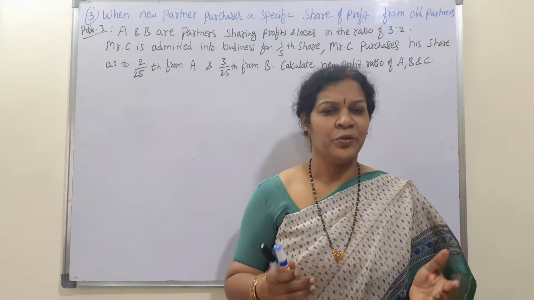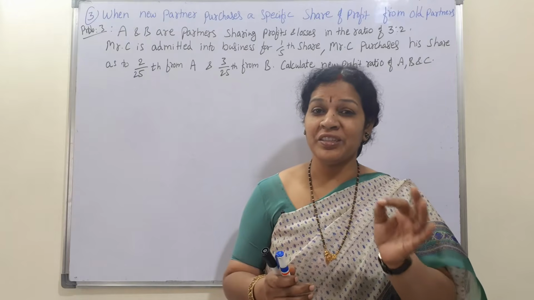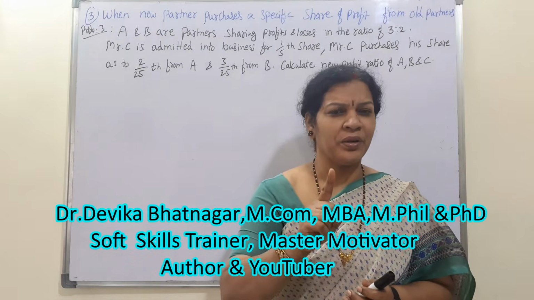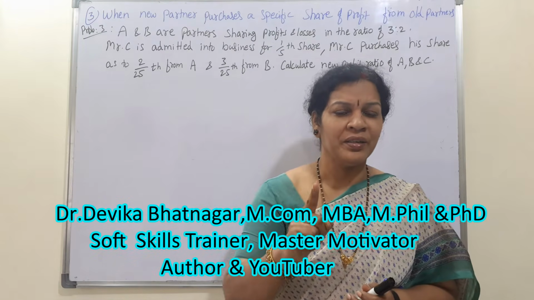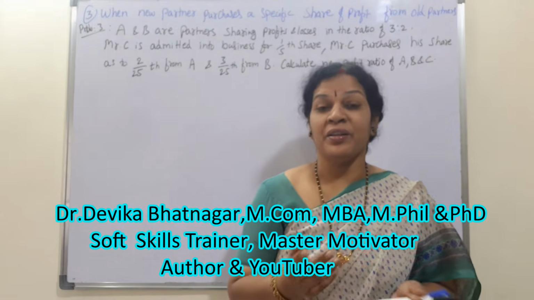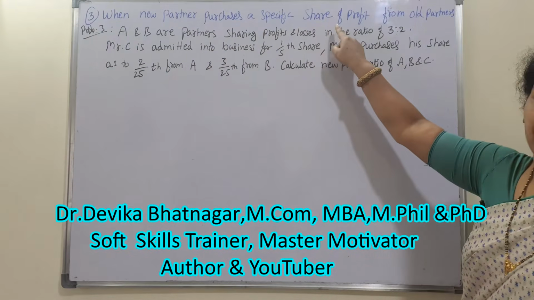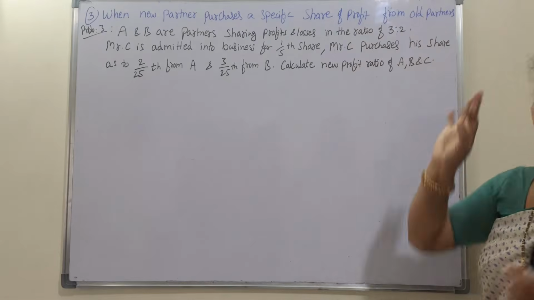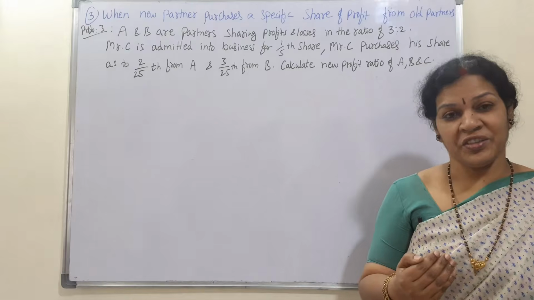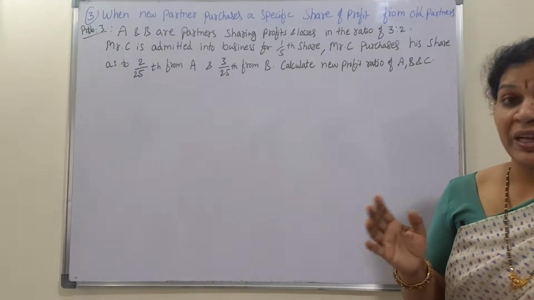Hello dear students, today we will see admission of a partner when the partner's share is taken by another new partner. In the previous class we have seen only one partner giving profits and profit sharing ratio to the new partner. Now in this case, when the new partner purchases a specific share of profit from all the old partners, how do we deal with this? Simple, through a problem we'll work out, we'll get an understanding.